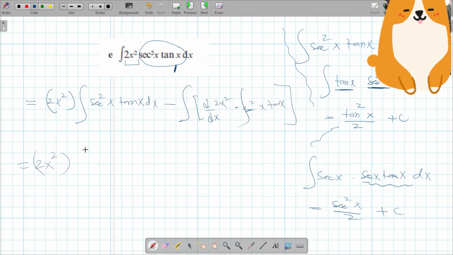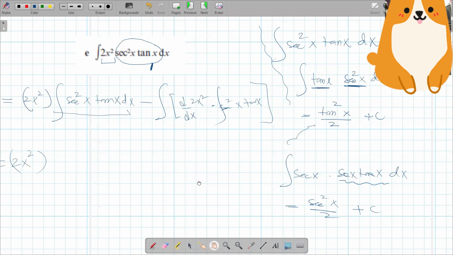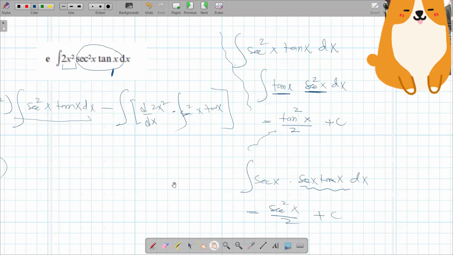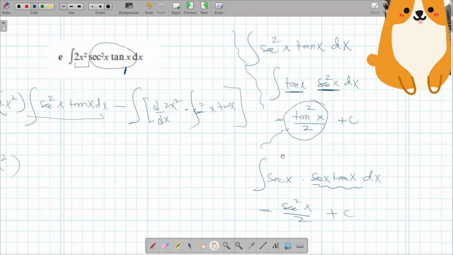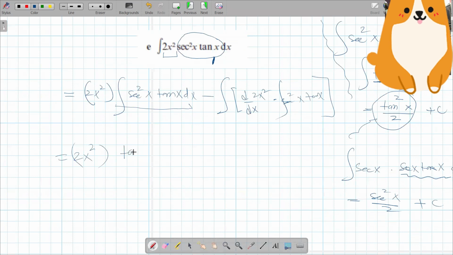So the first function is 2x squared and the second function is sec squared x. Which antiderivative should I choose? Let's do tan squared x over 2. Yeah, I think tan squared is a good one. We will use this as the antiderivative. Antiderivative of this is tan squared x over 2 minus derivative of 2x squared, which is 4x, times tan squared x divided by 2.